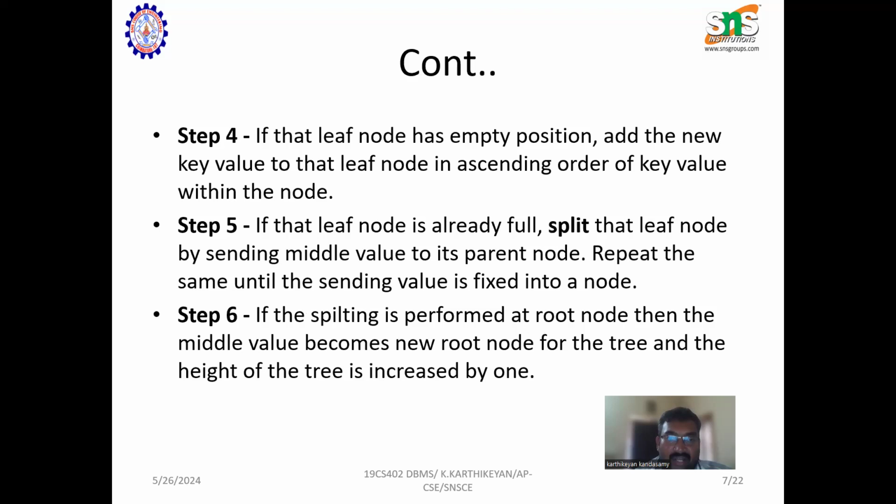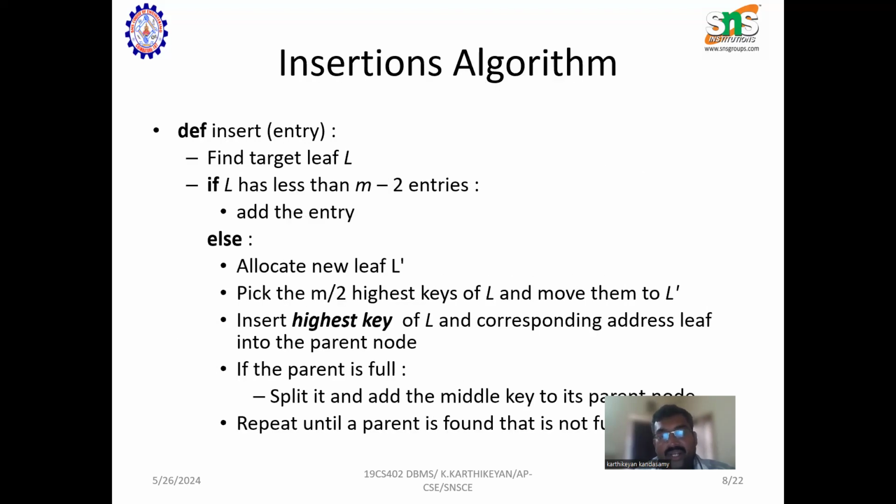Step five: if the leaf node is already full, split the leaf node by sending the middle value to its parent node. Repeat the same until the sent value is fixed into a node. Step six: if the splitting is performed at the root node, then the middle value becomes the new root node for the tree, and the height of the tree is increased by 1. So this is the algorithm.